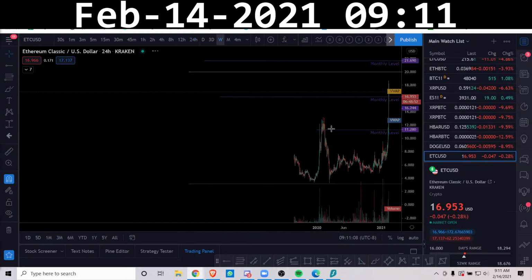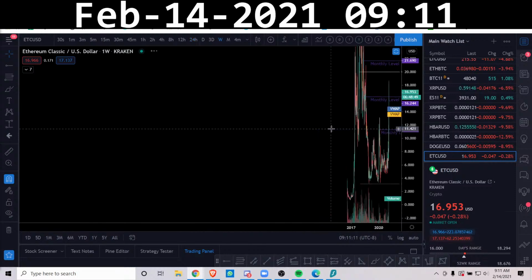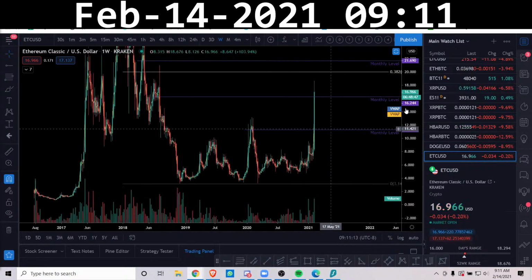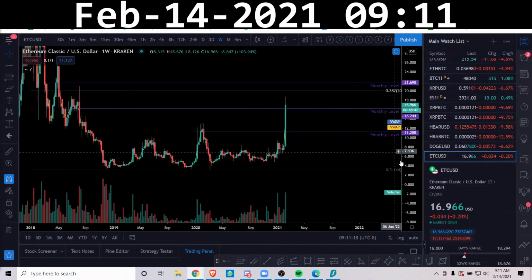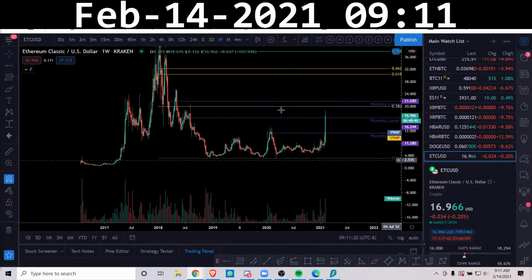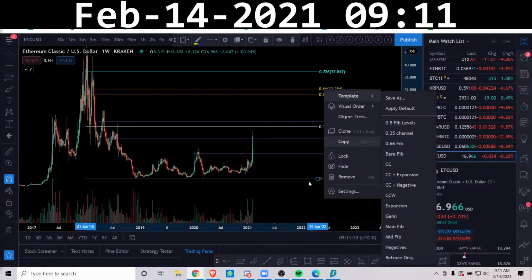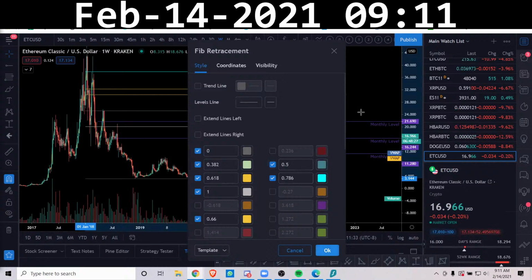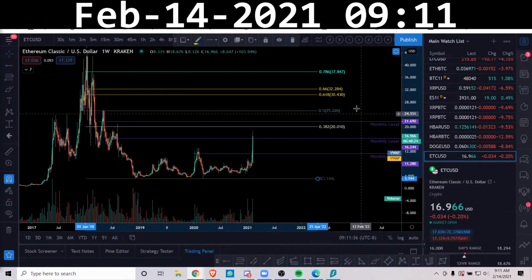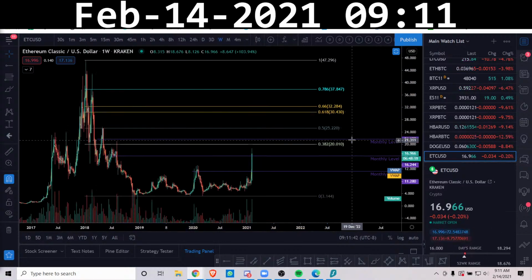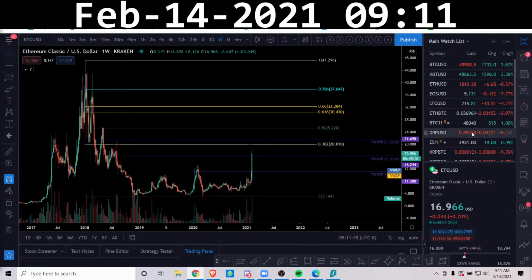I want to see this monthly level held for a few days. Once you get that monthly close above here and it holds, I think you easily come up to this high right here, $25. I think that lines up with the 0.5. Yeah, lines up really well with the 0.5. So yeah, that's my thoughts on Ethereum Classic. Maybe if you want to take it over.